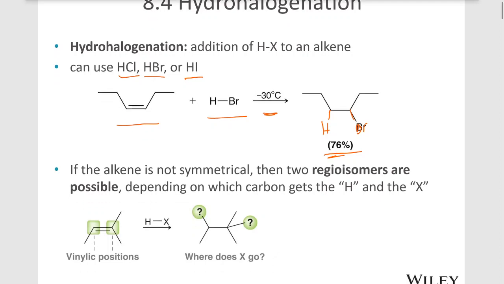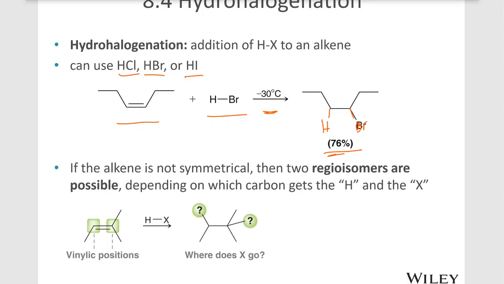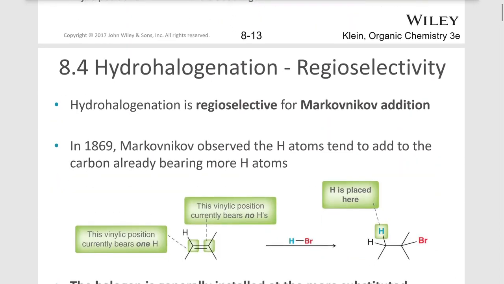But what if you have a not symmetrical alkene? It's not symmetrical on both sides of the double bond. Then we have two regioisomers possible, and which regioisomer we get is going to depend on which side gets the H and which side gets the X. So in other words, the question marks here are showing where does the H go and where does the X go. So we're going to be looking at that.